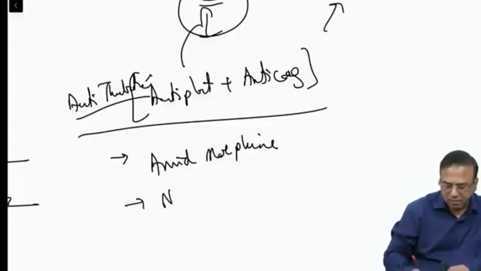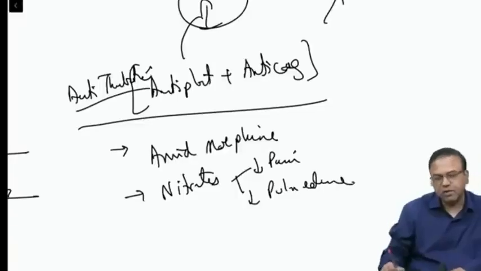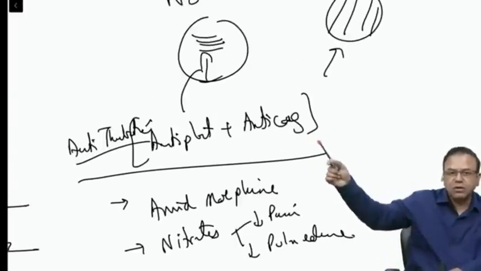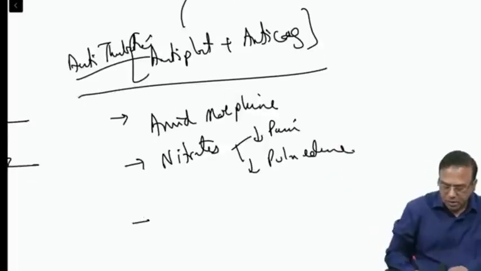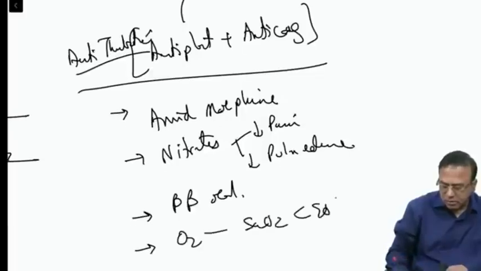Nitrates have not shown mortality benefit, although nitrates are very good in decreasing the pain and decreasing the pulmonary edema, but may not have overall mortality benefit. It is used, but it's not the most important treatment, unlike antiplatelet and anticoagulation, which is known as antithrombotic treatment. Will you use beta blocker? Definitely, but again here also it's oral beta blocker. Oxygen should be used here also, but only in patients with saturation below 90%.